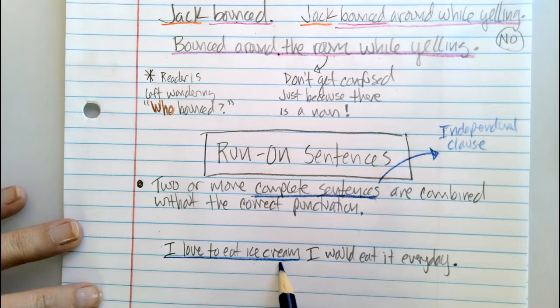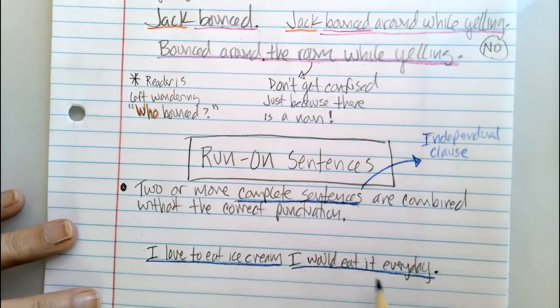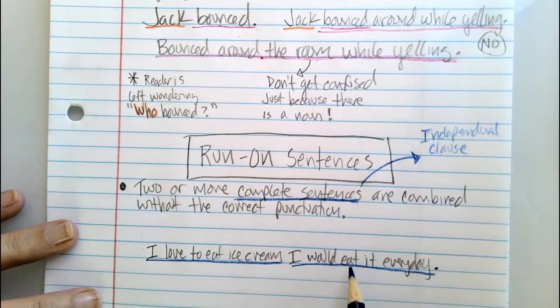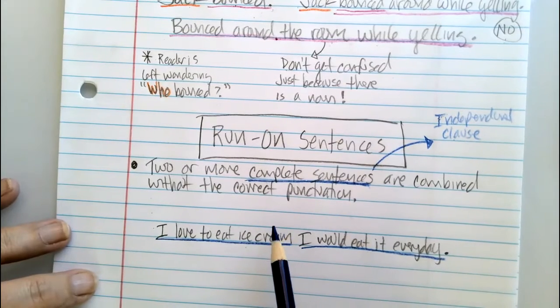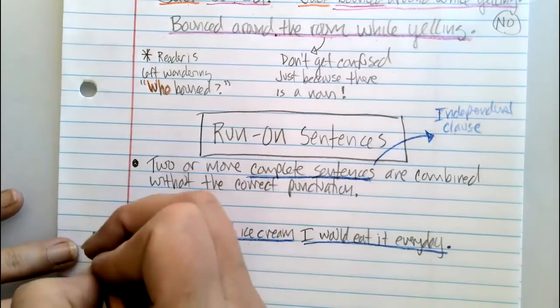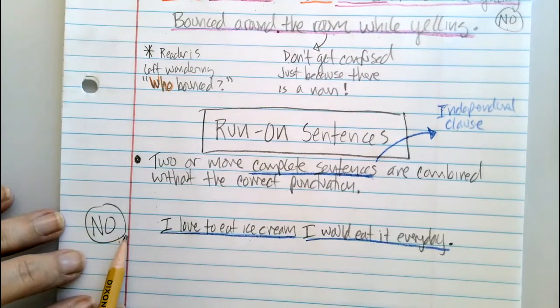Okay, it has a subject and a predicate. It stands alone. I would eat it every day. That is also an independent clause. It is a complete sentence that stands alone by itself. So when we put them together, we are creating a problem. We're making a mistake, and this is a big mistake. So this is a big fat no. Okay, that's a run-on sentence.